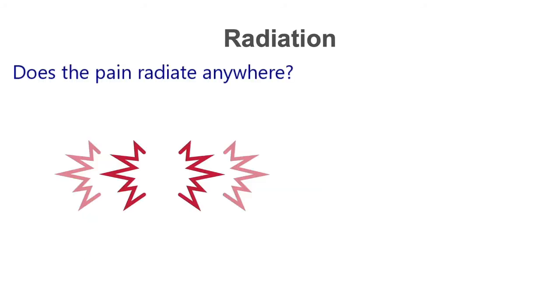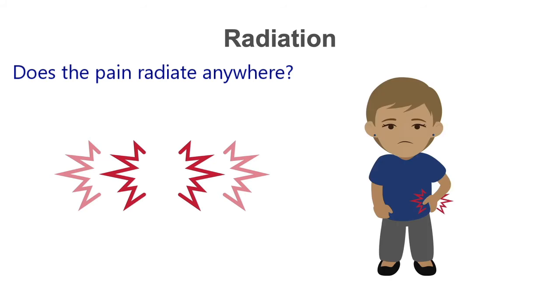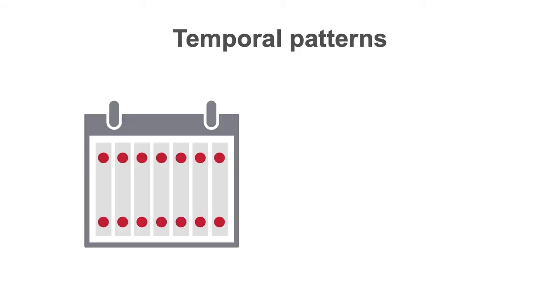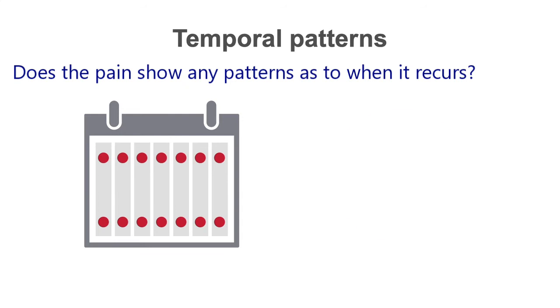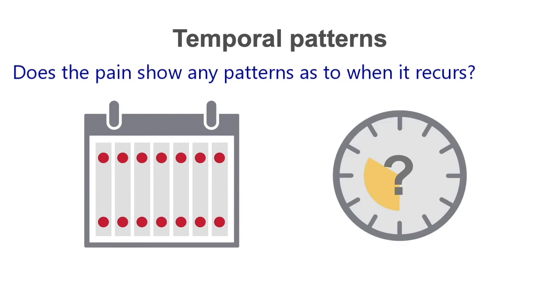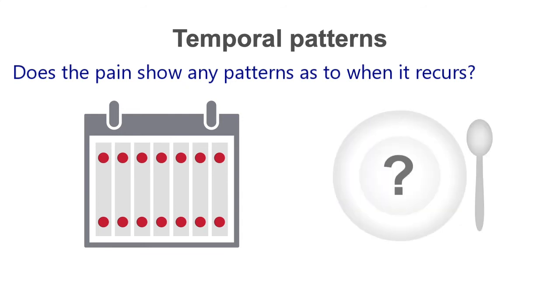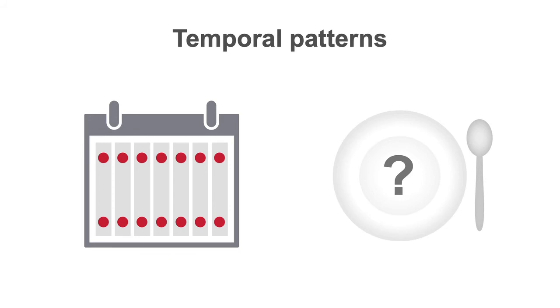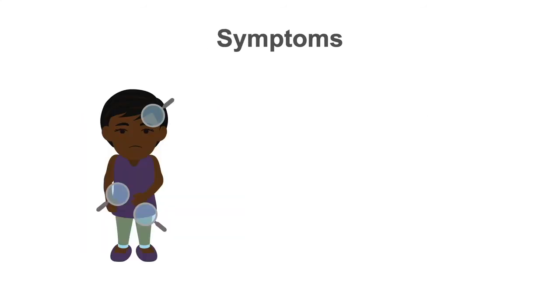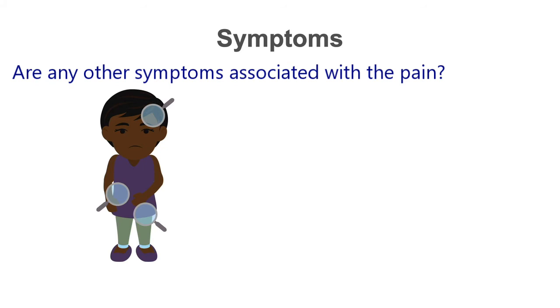Does the pain radiate to other locations of the body, such as the back, neck, shoulders, or arms? Does the pain have a specific pattern of recurrence? Does it appear every morning or night? Is it happening every fatty meal, or right after consuming dairy products, drinking a cup of coffee, or eating spicy or acidic foods? Lastly, you'll want to ask about any other symptoms associated with it.